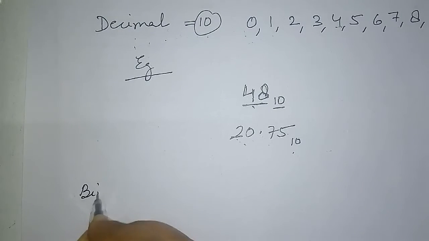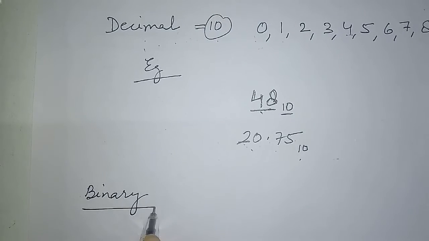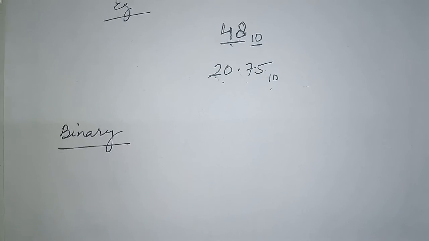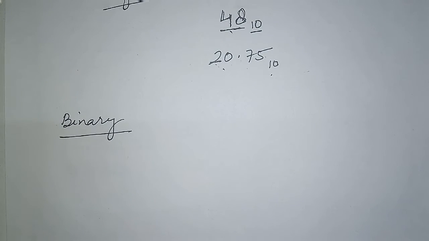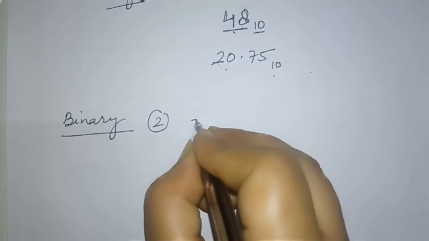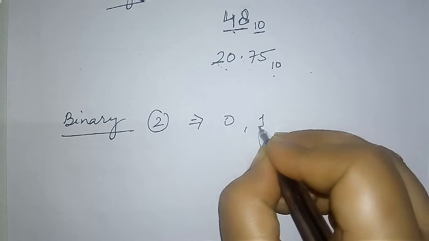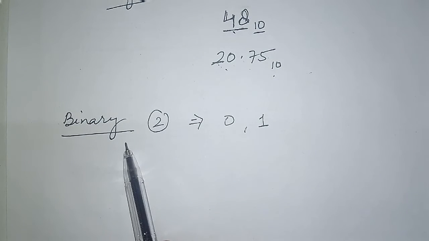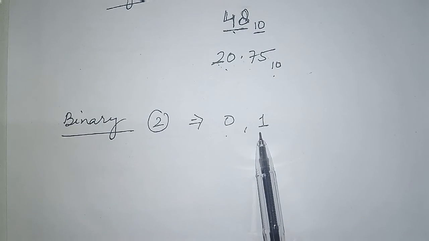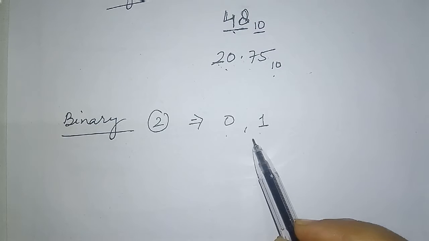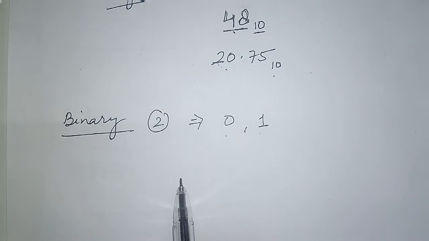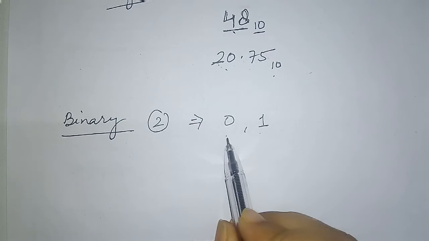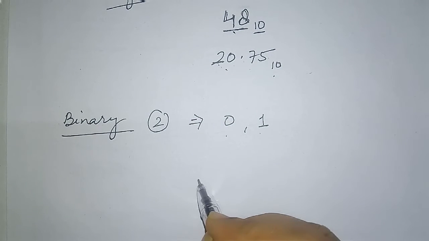For example, the next number system is the binary number system. Binary means 2. In the binary number system, only 2 symbols are used, and they are 0 and 1. All the numbers used in the binary number system are made by the digits 0 and 1. No other digits are used to represent a number in the binary number system. Whatever the number, it will be a combination of 0 and 1 only.